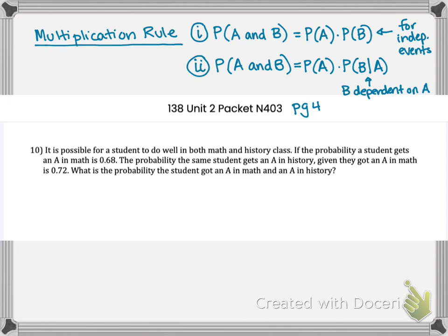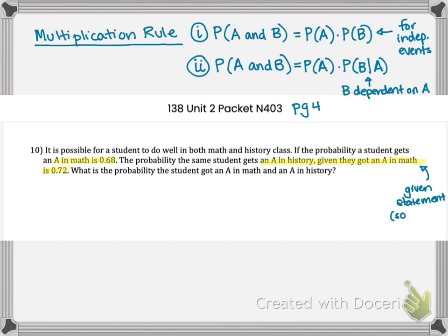All right, let's take a look at the first problem. I'm just going to grab a highlighter because you know I love highlighting stuff. It is possible for a student to do well in both math and history class. Oh, totally. If the probability a student gets an A in math is 0.68, the probability the same student gets an A in history given they got an A in math is 0.72. So we are now saying that this is a given statement.